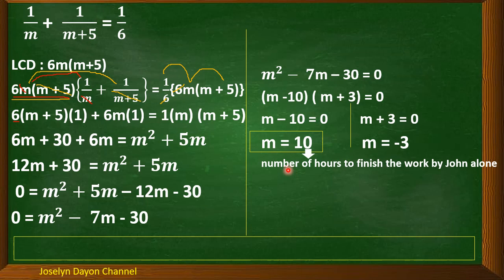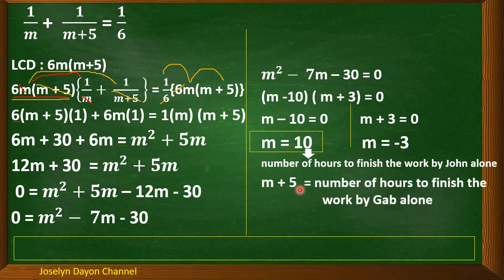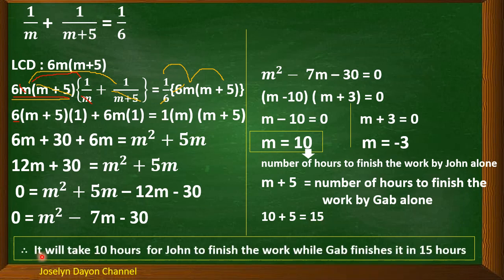Now, let's determine the number of hours for Gab to complete the work. And it is being represented by m plus 5. So, we just substitute m by 10. So, we have 10 plus 5, that is equal to 15. So, meaning to say, 15 here refer to the number of hours to finish the work by Gab alone. Do not forget in our conclusion that our unit is in terms of hours. So we have, it will take 10 hours for John to finish the work while Gab finishes it in 15 hours.